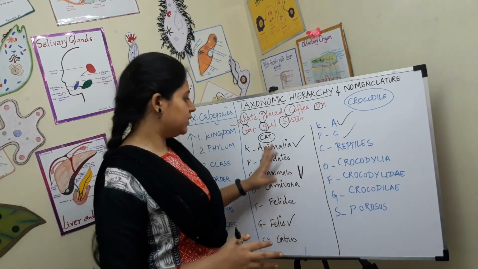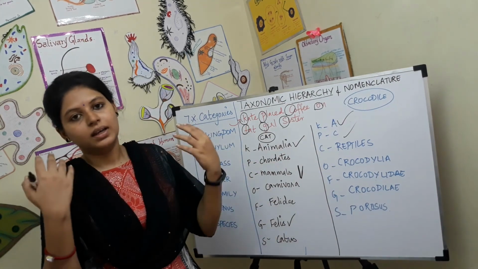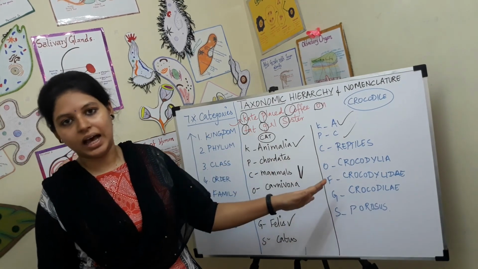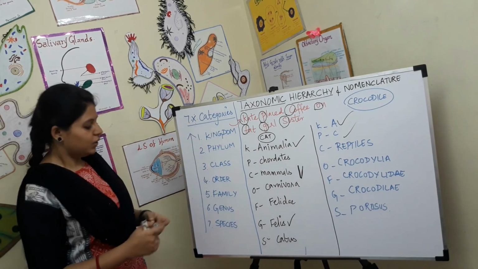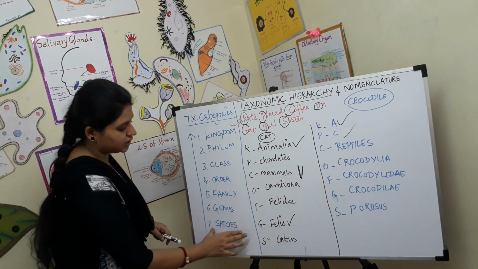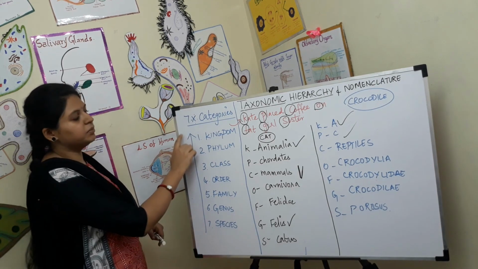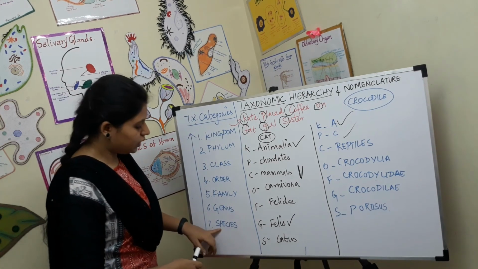Alright, so now these are very basic examples of crocodile and cat. You can classify all your favorite animals under this taxonomic hierarchy. Alright, so now we'll move on to what is what. First is species, which is the lowest order of classification, and kingdom, which is the highest order of classification. Got it?